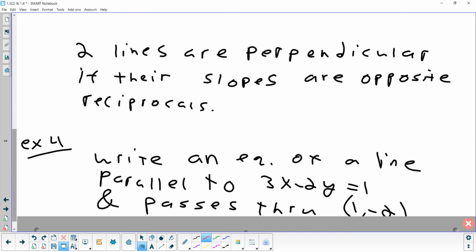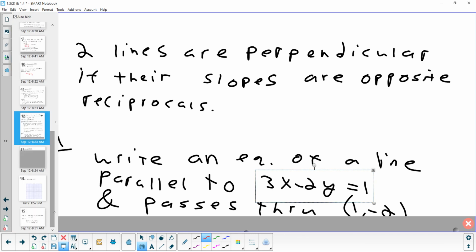So you might see a problem, or you will see a problem, something like write an equation that's parallel to this one and goes through this point. So the key to remember is if it's parallel, you have to have the same slope. So you'd have to find the slope of this. How do you get the slope of this? Get y by itself, just like I did in the other one.